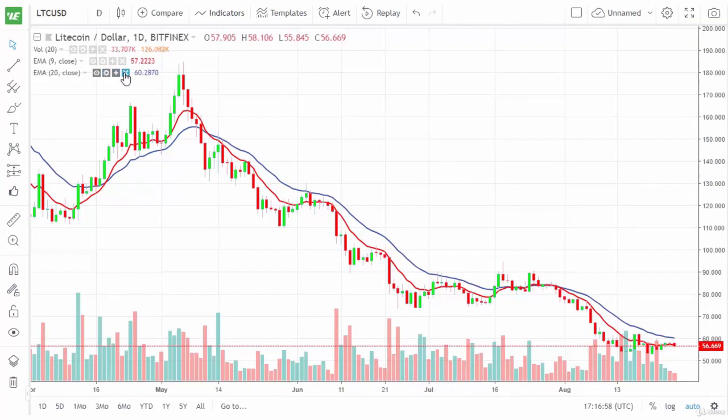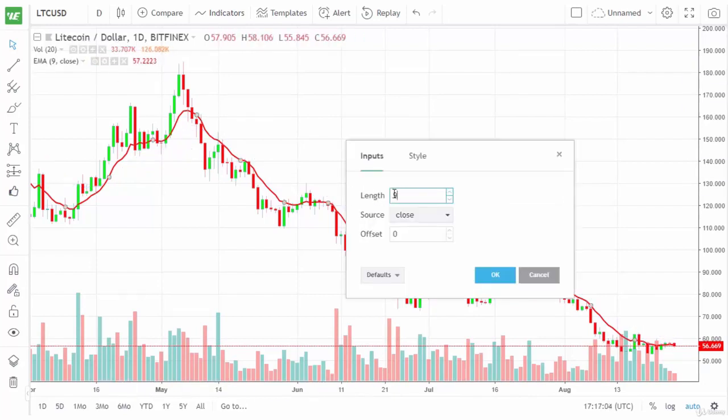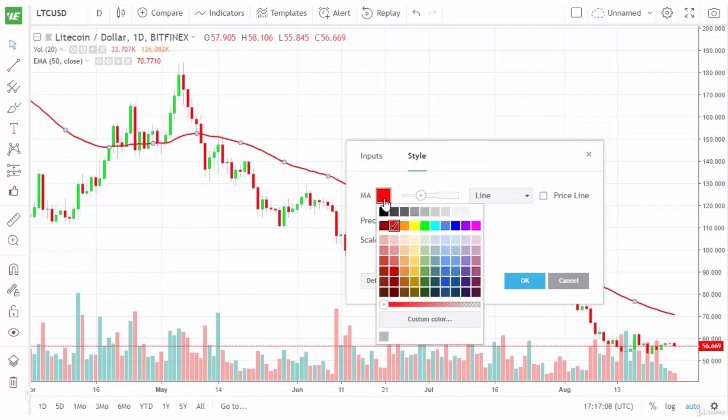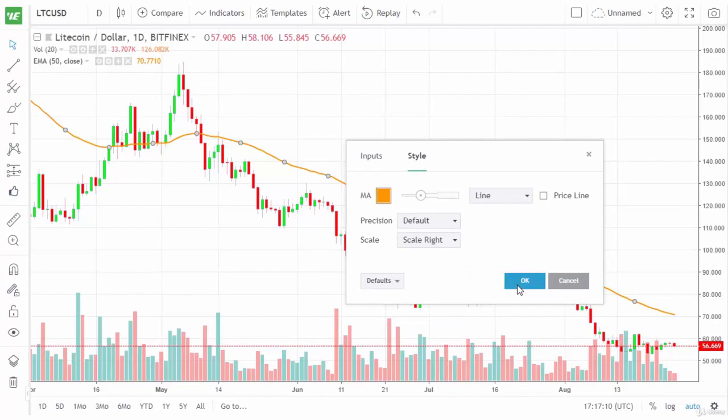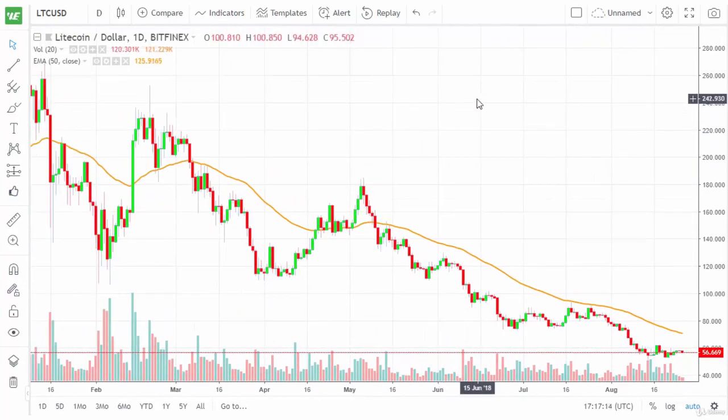So another potential use for moving averages, and I'll go ahead and close the 20 out, is the format here. I'll go ahead and change this to 50. I'm going to make this orange just to differentiate it. Okay. So the 50-day moving average is a very common one to be followed by technical analysts. It is dynamic support and resistance quite a bit.